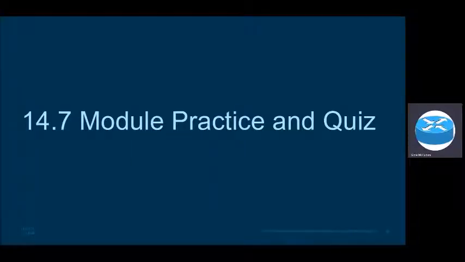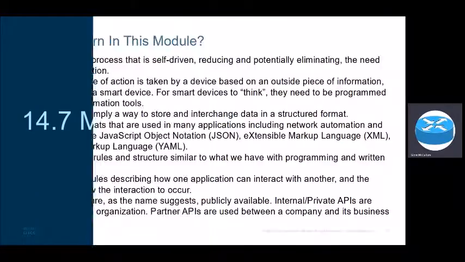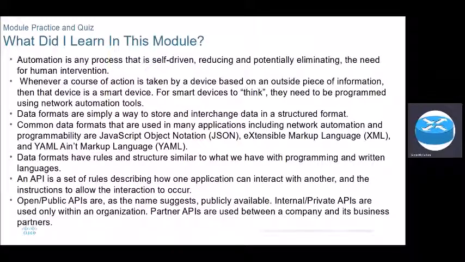Okay, there is the end of the module. So just a bit of a rehash. Automation is any process that is self-driven, reducing and potentially eliminating the need for human intervention. Whenever a course of action is taken by a device based on an outside piece of information, then that device is a smart device. For smart devices to think, they need to be programmed using network automation tools.